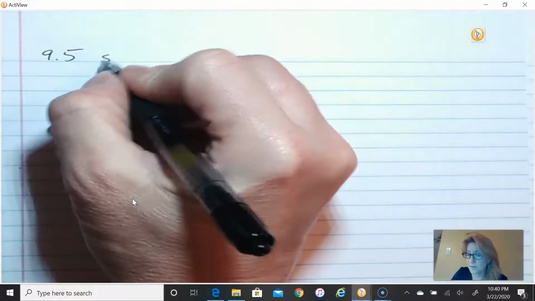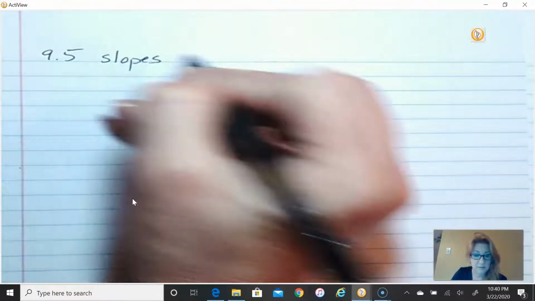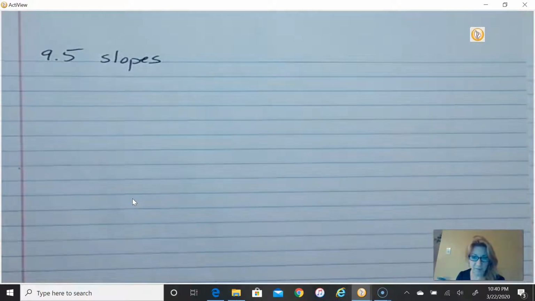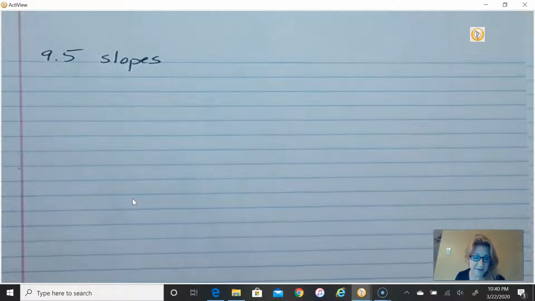9.5 slopes. Okay, so we're learning about slopes. This is probably some of the bones of algebra, so you really need to pay attention to this. If you get slopes and understand slopes and some other stuff we'll be doing tomorrow and the next day, you'll be good to go.